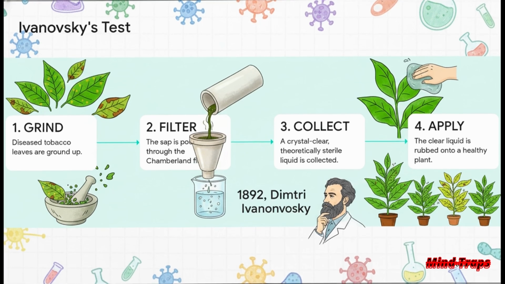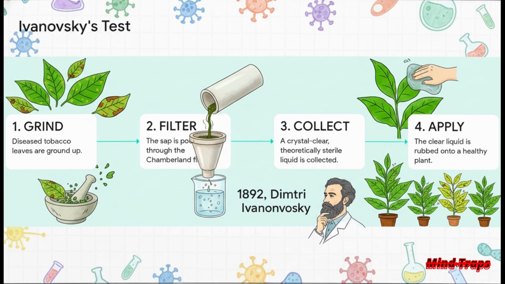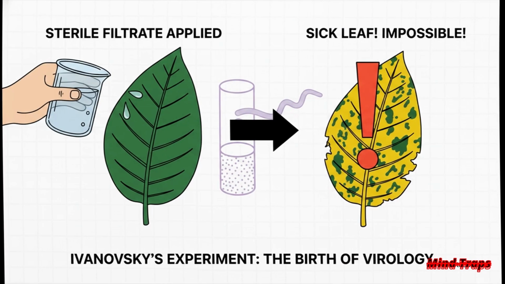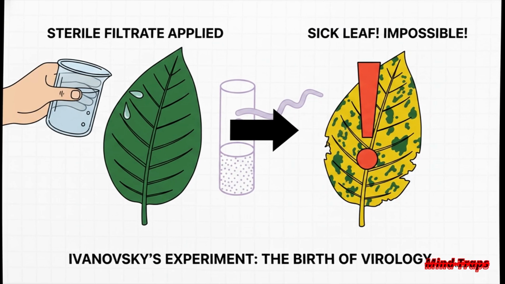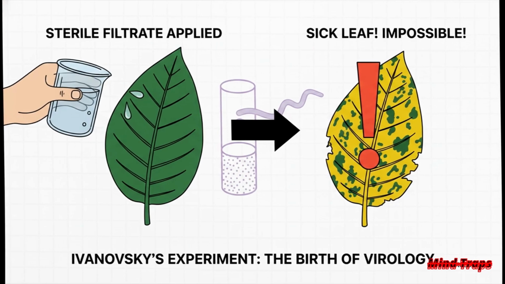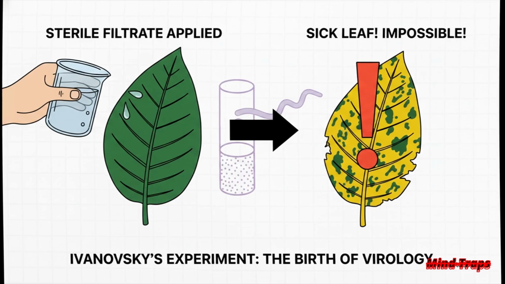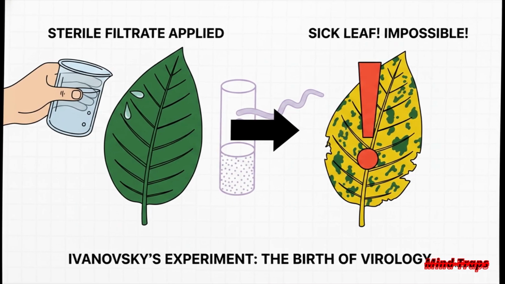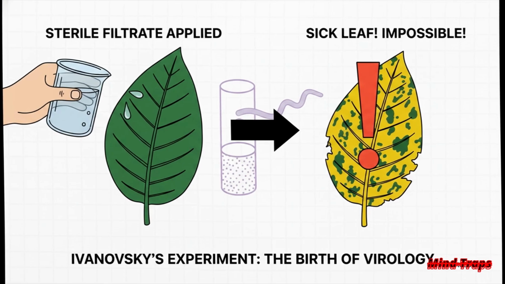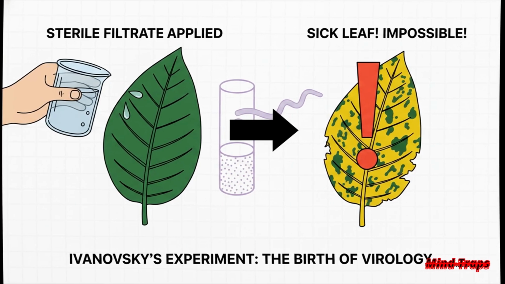He ground up the leaves, forced the sap through the porcelain, and collected this beautiful, crystal clear liquid that dripped out. And then he takes this supposedly sterile fluid and he rubs it onto some healthy tobacco plants. And to his absolute astonishment, they got sick. The thing causing the disease, whatever it was, had passed right through the bacteria-proof filter. I mean, this result should have been impossible. It flew in the face of everything they thought they knew, a direct contradiction of the germ theory.